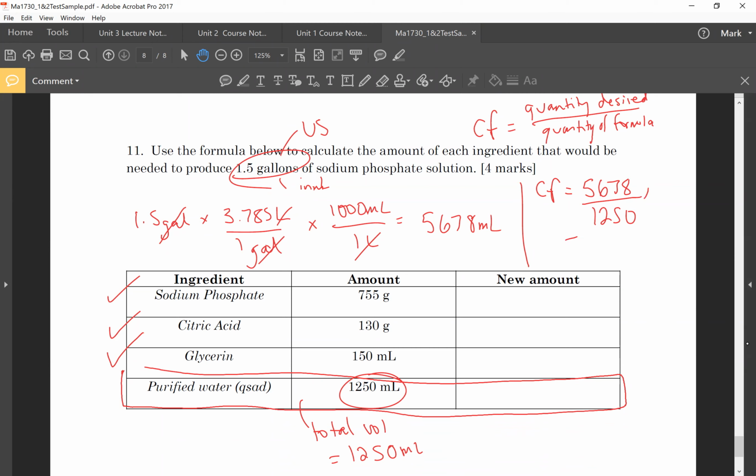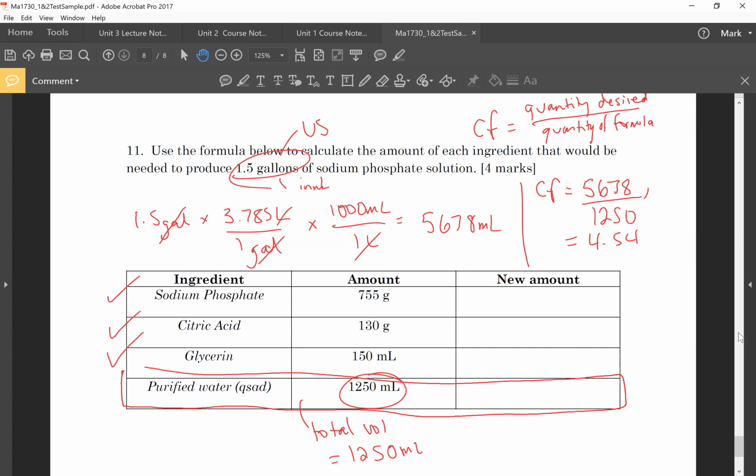Let me double check that on my calculator, guys. One second. 4.5424. Okay, 4.54 is enough.